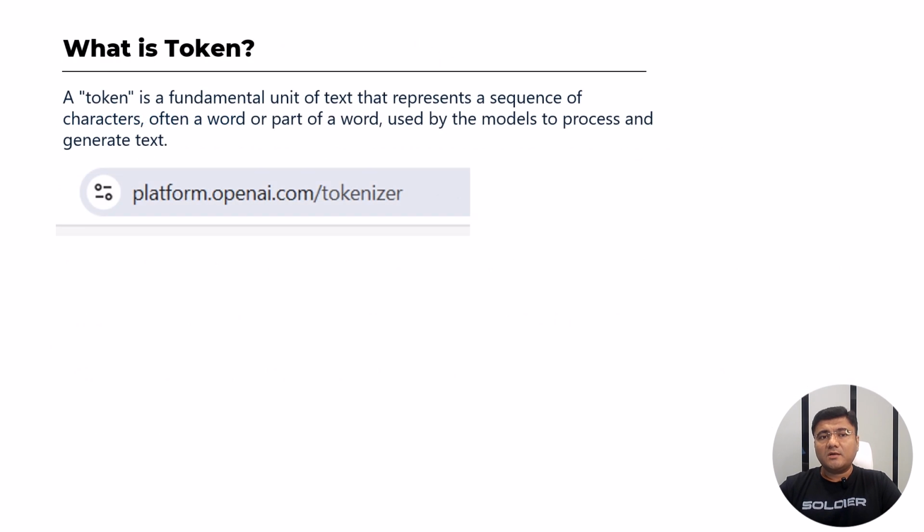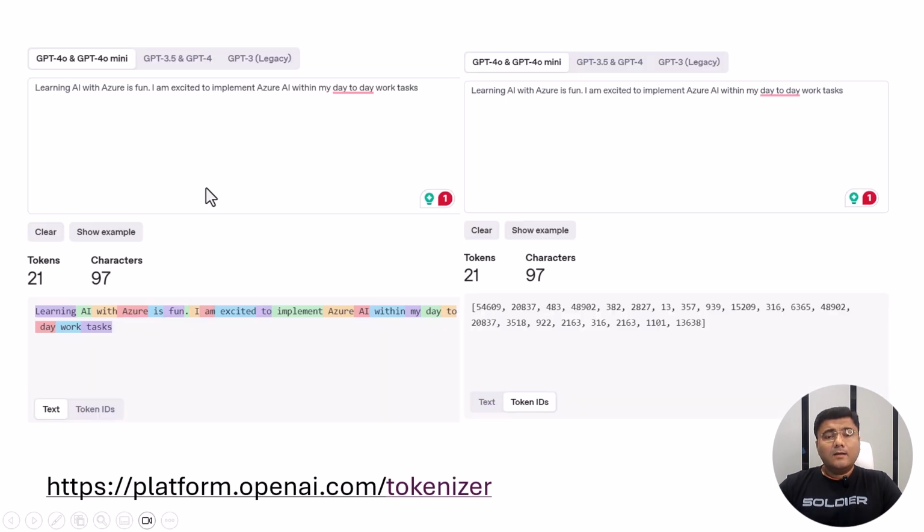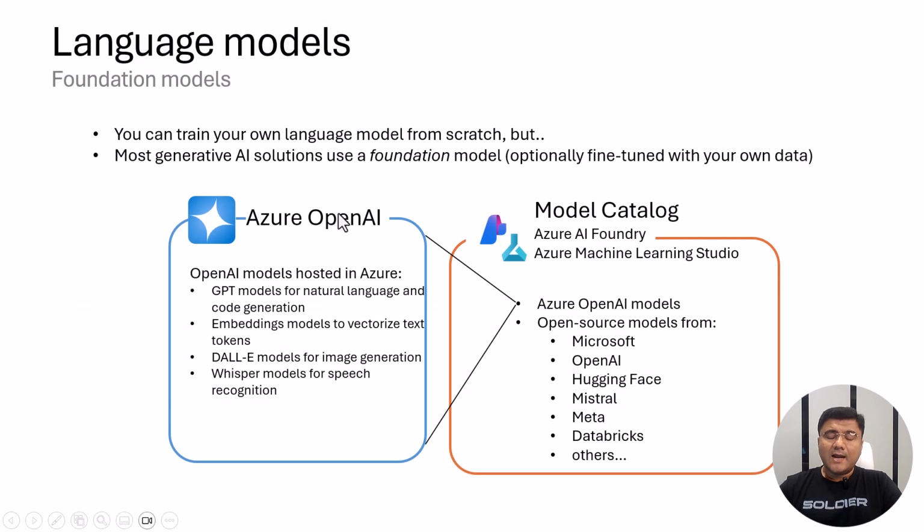So tokenization is something which you understood. What is a token? I hope you understood that also. I have not explained it as a definition, but a token is nothing but a fundamental unit of text that represents a sequence of characters, often a word or a part of a word, which is used by models to process and generate text. If you want, you can also go to this URL and try different text with different generative AI models which are available with ChatGPT. This is a screenshot of what I have shown you in that. Now let's move forward to the next thing in language models.